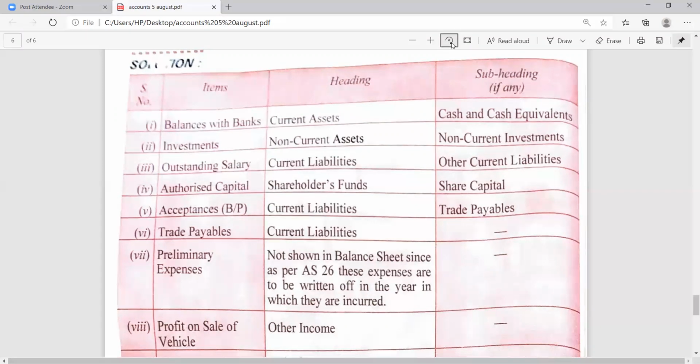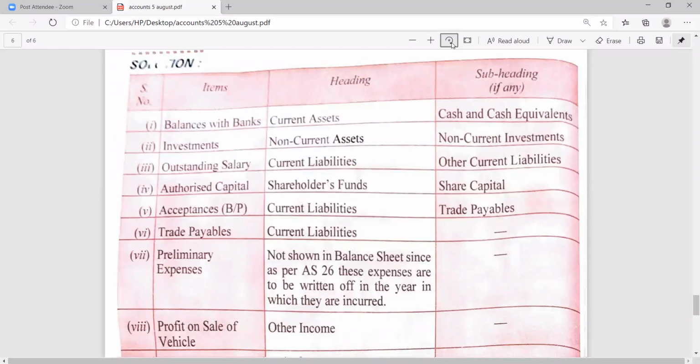Authorized capital. If you remember, we did in issue of shares the format of the balance sheet and how the authorized capital is to be dealt there. It is given under the head of shareholders' fund and subheading of share capital. Acceptances. It is shown under the heading of current liability and subheading of trade payable. Trade payable is a heading under current liability and it is a subheading in itself, so it doesn't have any separate subheading.